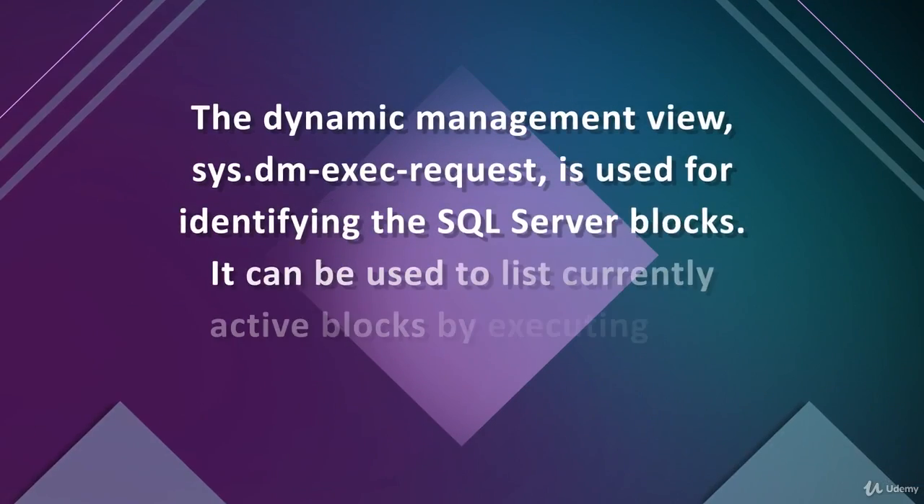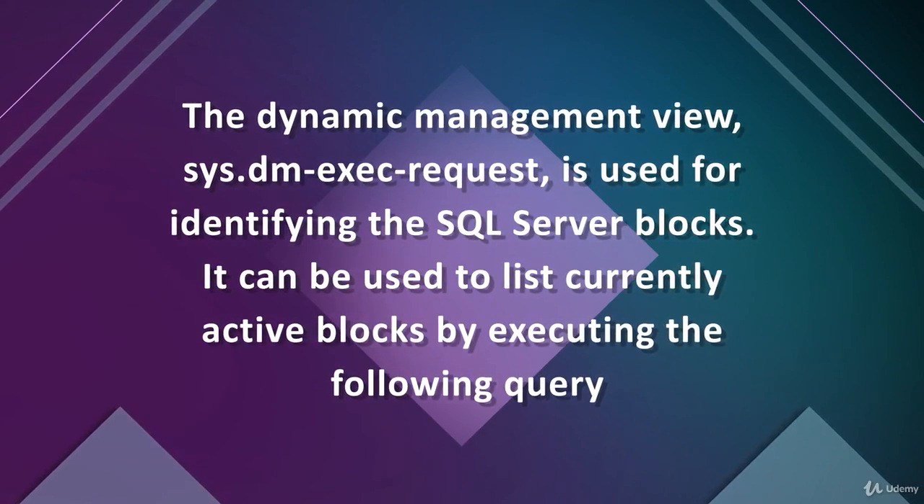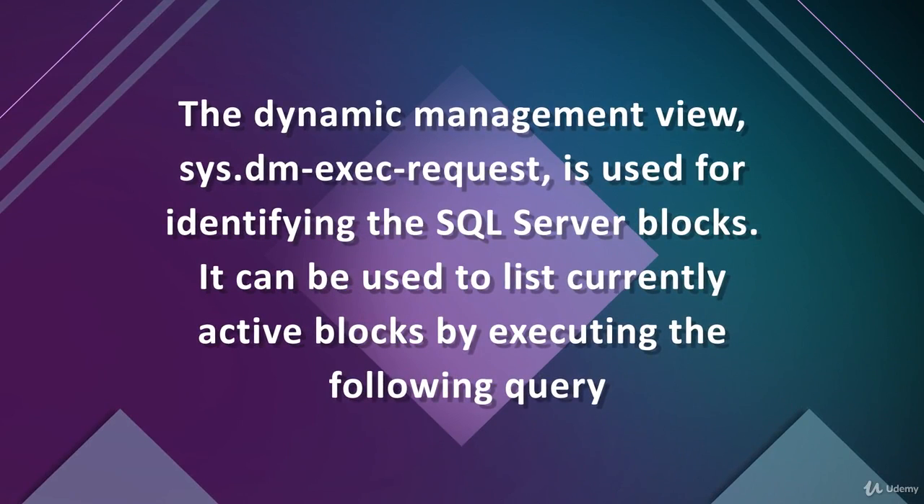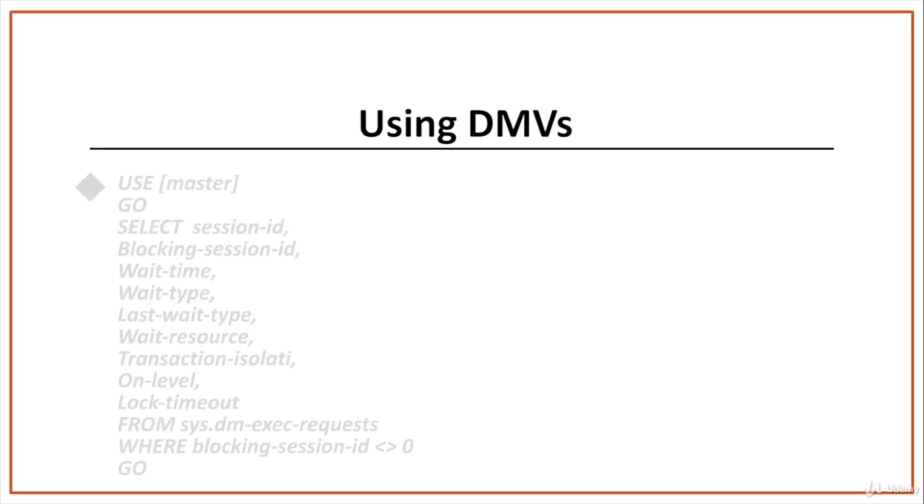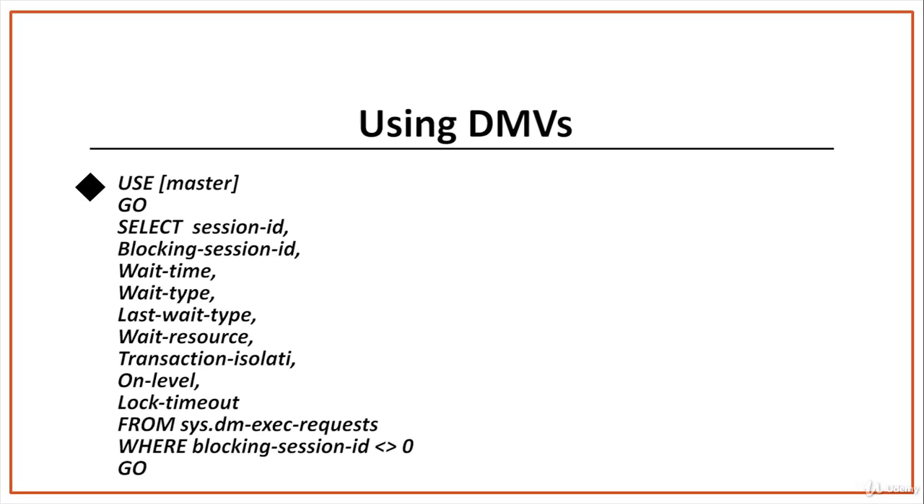The Dynamic Management View, sys.dm_exec_requests, is used for identifying the SQL Server blocks. It can be used to list currently active blocks by executing the following query. USE master; GO; SELECT session_id, blocking_session_id, wait_time, wait_type, last_wait_type, wait_resource, transaction_isolation_level, lock_timeout FROM sys.dm_exec_requests WHERE blocking_session_id <> 0; GO.